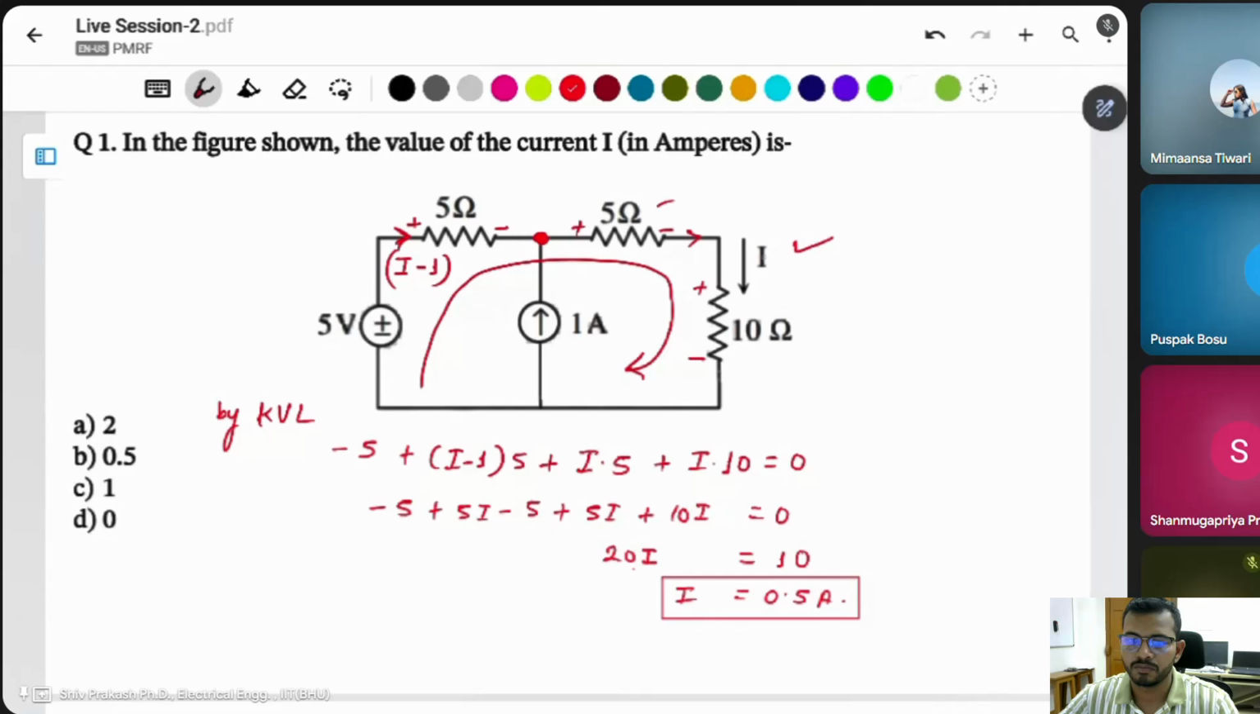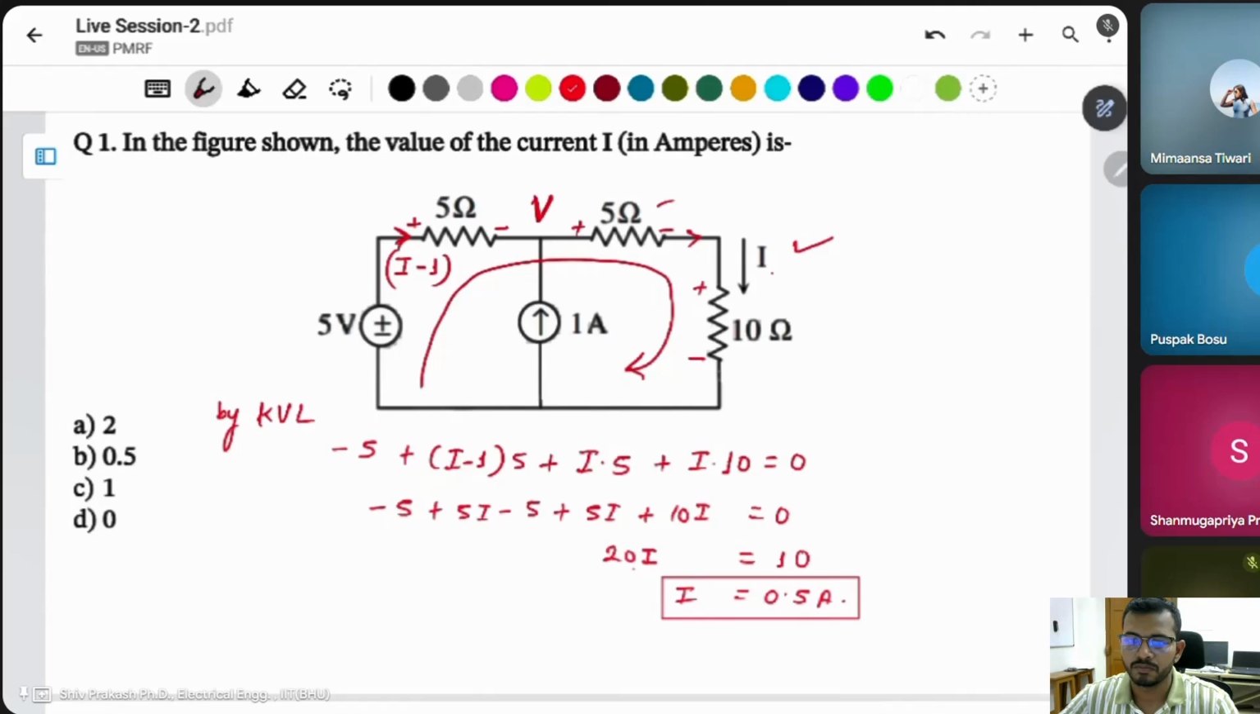If there is no notation given in the question, then simply let the voltage at this node be V and apply KCL at this node. Kirchhoff's current law: input current, output current, all of them you can see.